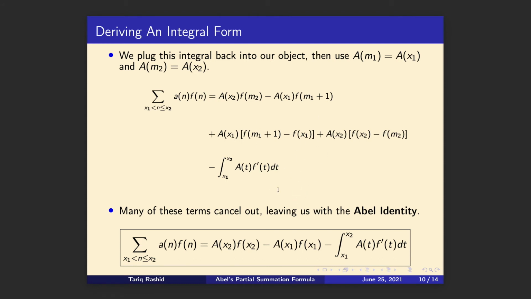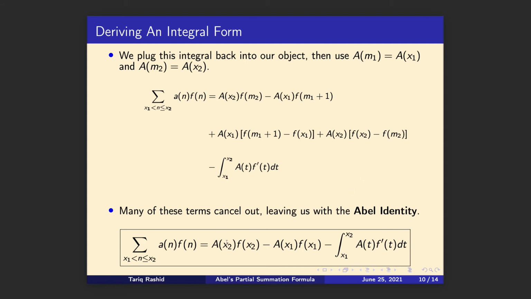There's no more manipulation. It's just crossing terms out, pluses and minuses cancelling out. Then we're left with this Abel identity. So we've got there in the end. So that was the derivation, and you may or may not be interested in that, but you might be.